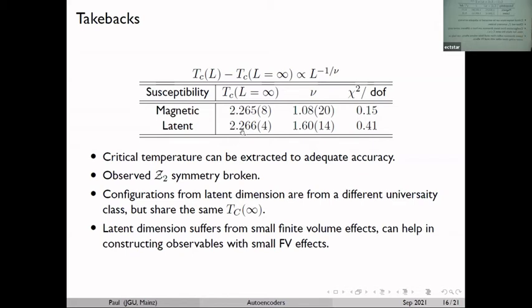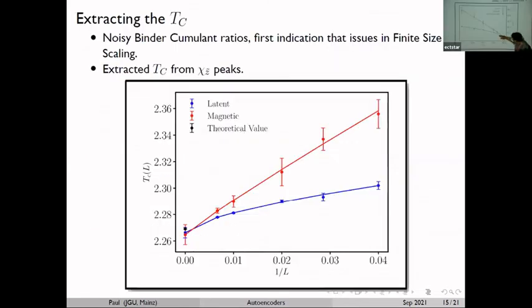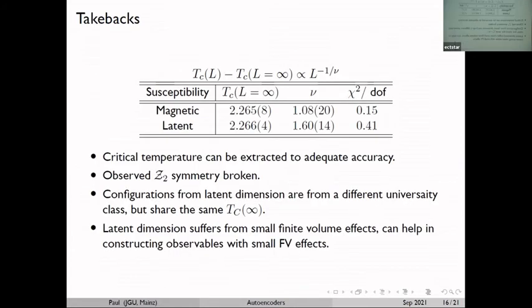And as you can see, the scaling is more linear than what we have in the physical setup, which means it suffers from less finite size effects compared to the physical system. And what we can conclude is that it observes Z2 broken symmetry as we expected. I think there's a typo here, it should be universality. Anyway, the thing that we can conclude is they share the same critical temperature at infinite volume, and it has small finite volume effects.